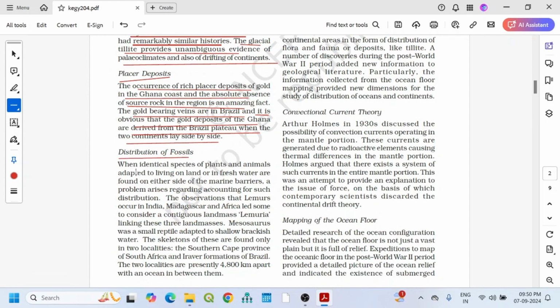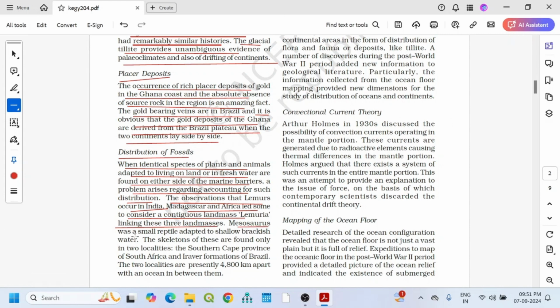Distribution of fossils. When identical species of plants and animals adapted to living on the land or in fresh water are found on either side of the marine barriers, a problem arises regarding the accounting for such distribution. The observation that lemurs occur in India, Madagascar, and Africa led some to consider a contiguous landmass, Lemuria, linking these three landmasses.